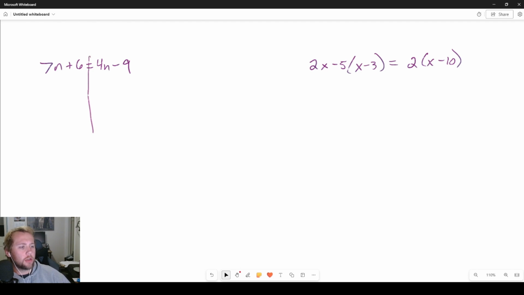So let's first start off with our warm-up. So we have 7n plus 6 equals 4n minus 9. No distribution, no like terms to combine, so we have to move our variable to be on the same side. So I'm going to subtract 4n on both sides here, and I'm going to get 3n plus 6 is equal to negative 9.